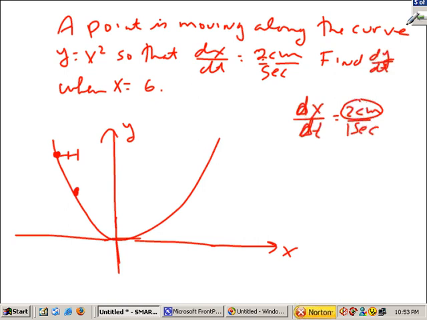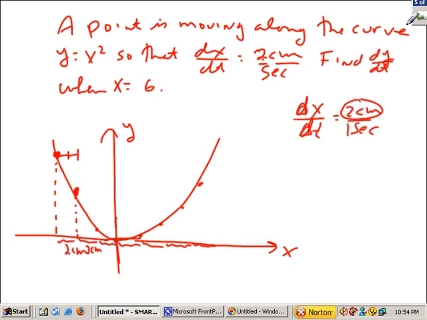I'm moving along the graph, but with respect to x, I only went 2 over. And then, a second later, I went 2 to the right, which brings me right here. And then 2 centimeters to the right again, maybe it brings me down here, and then 2 more to the right, and again, and again.